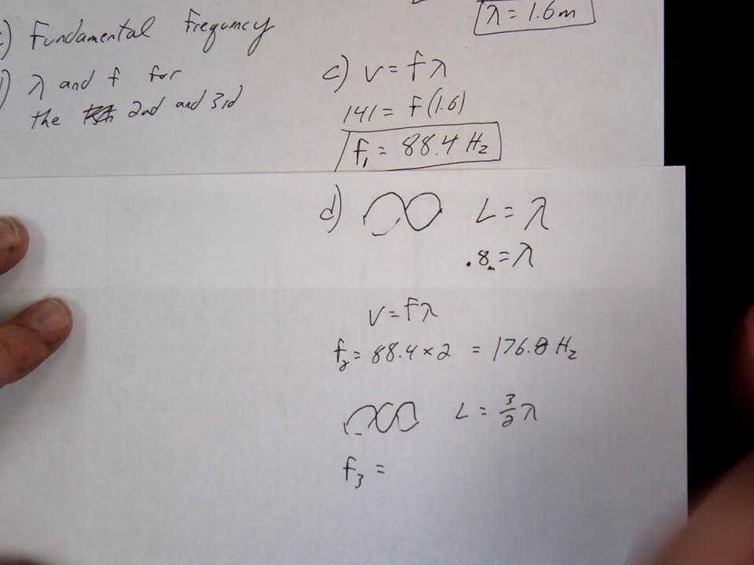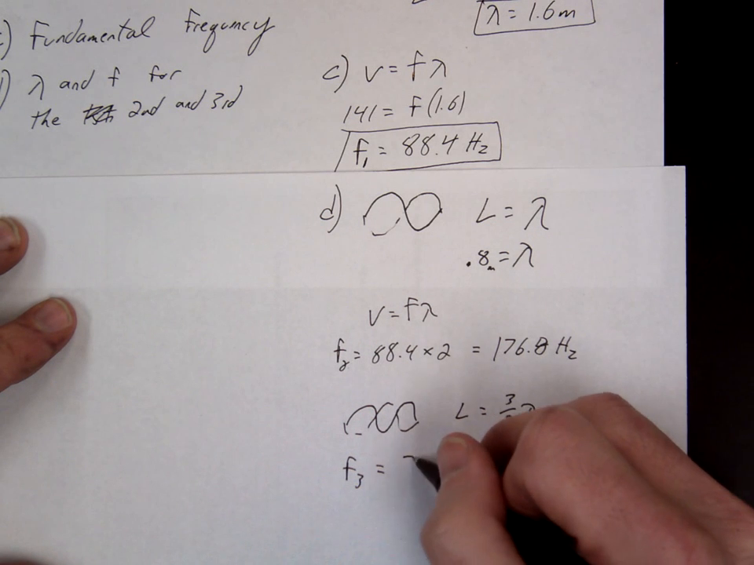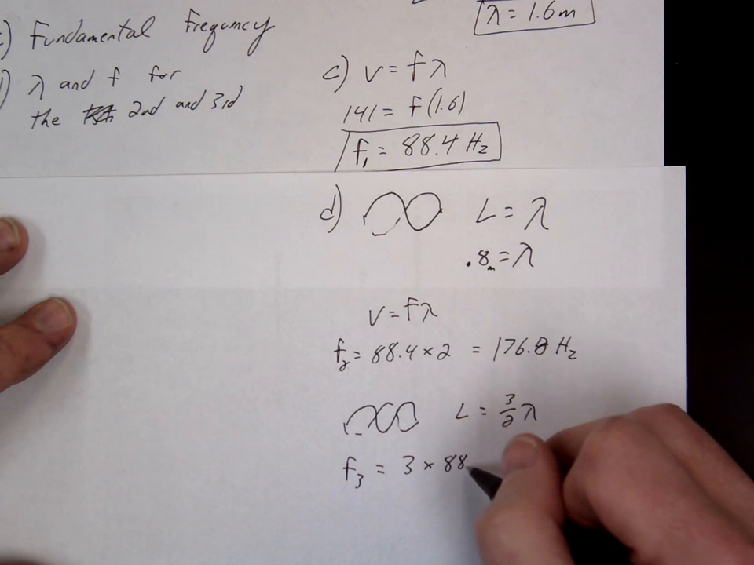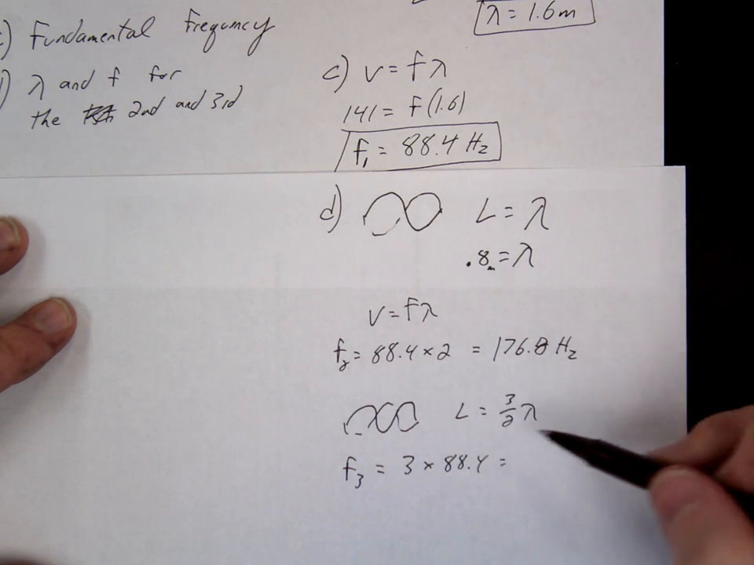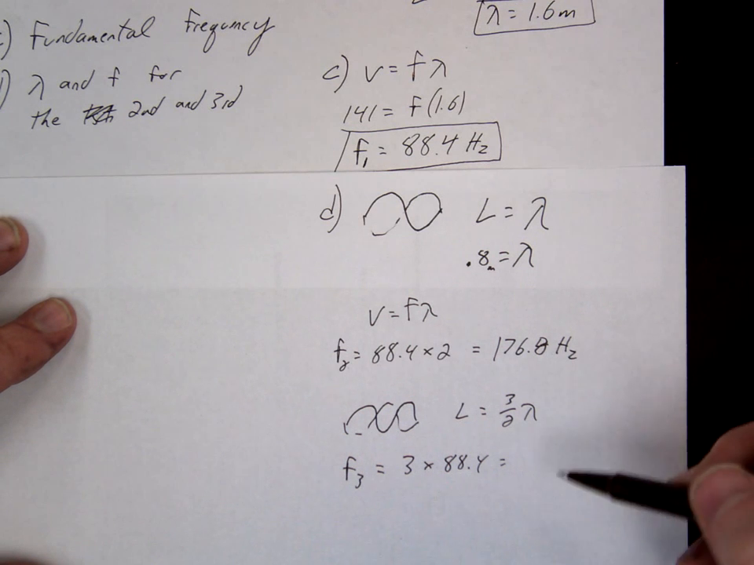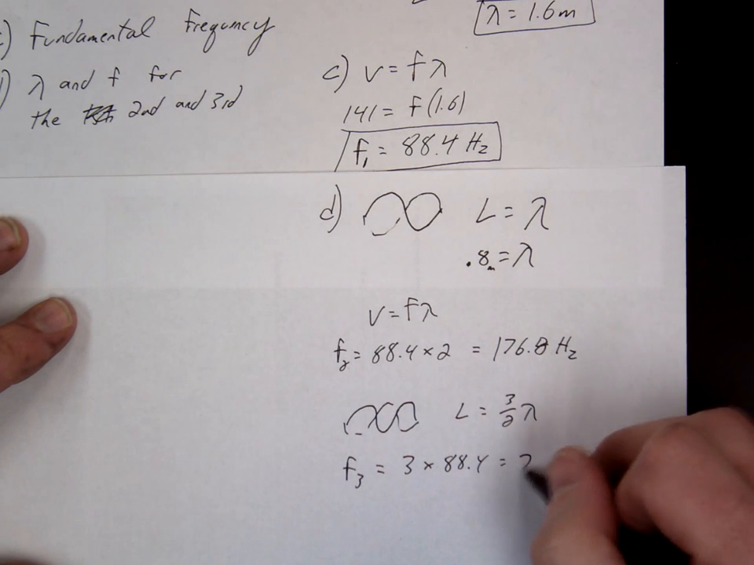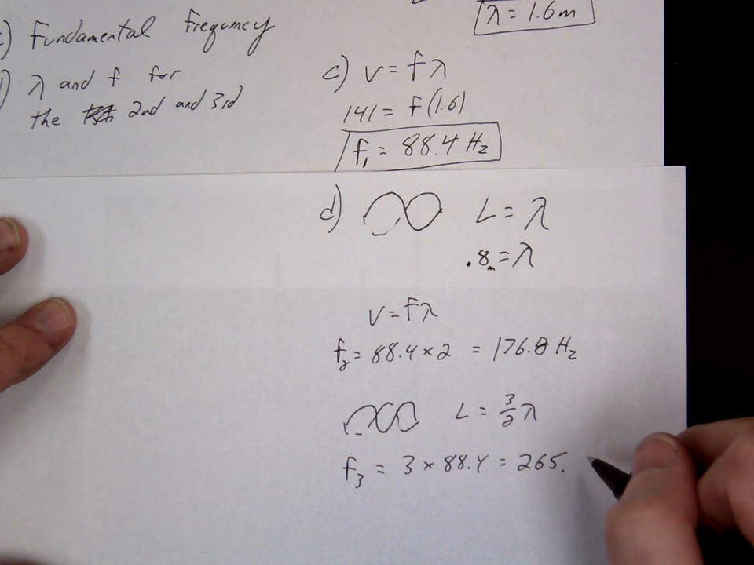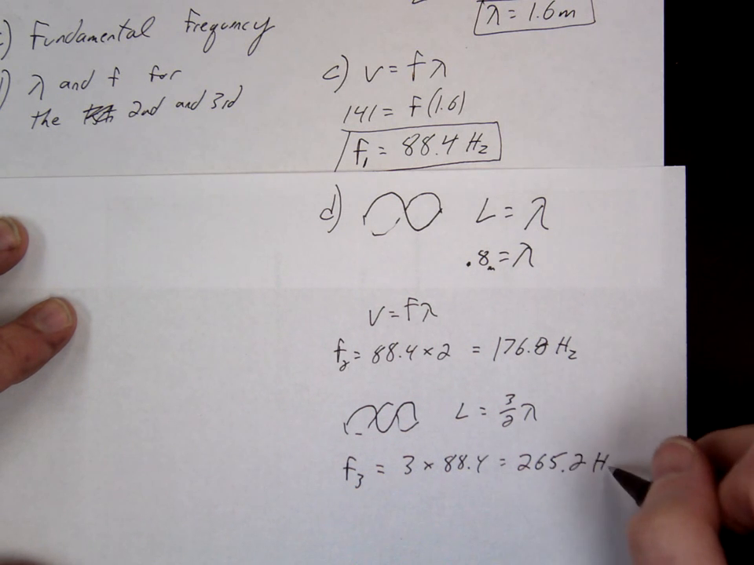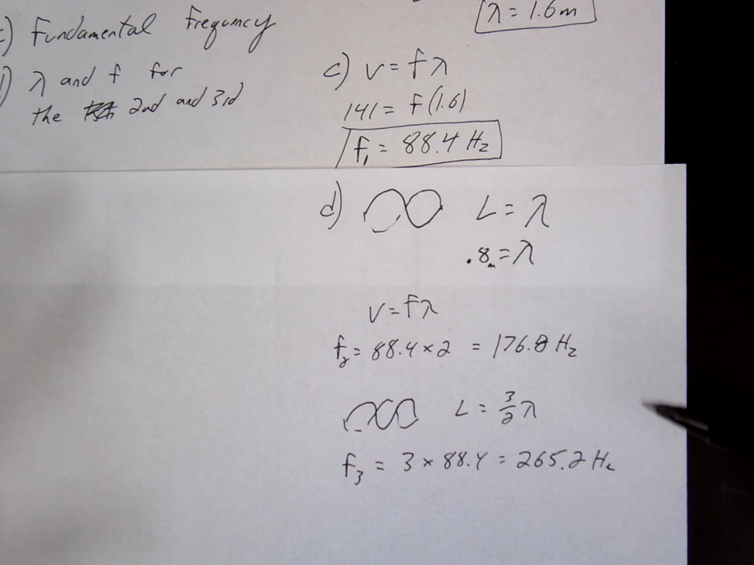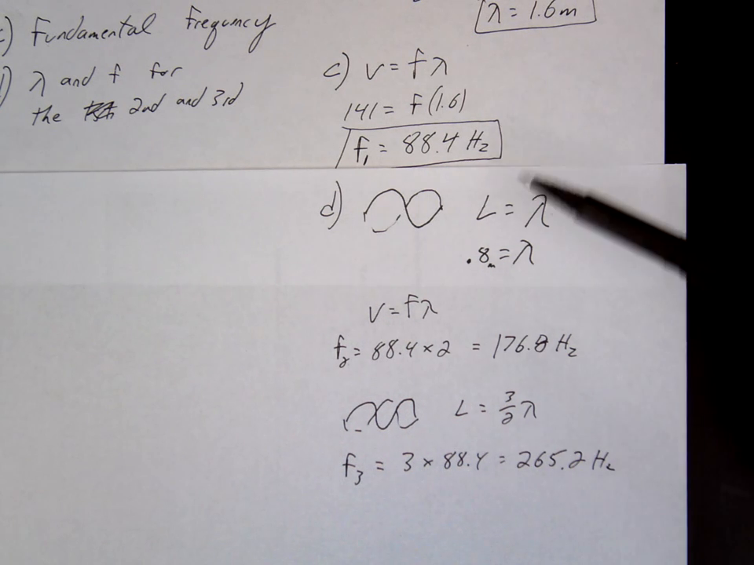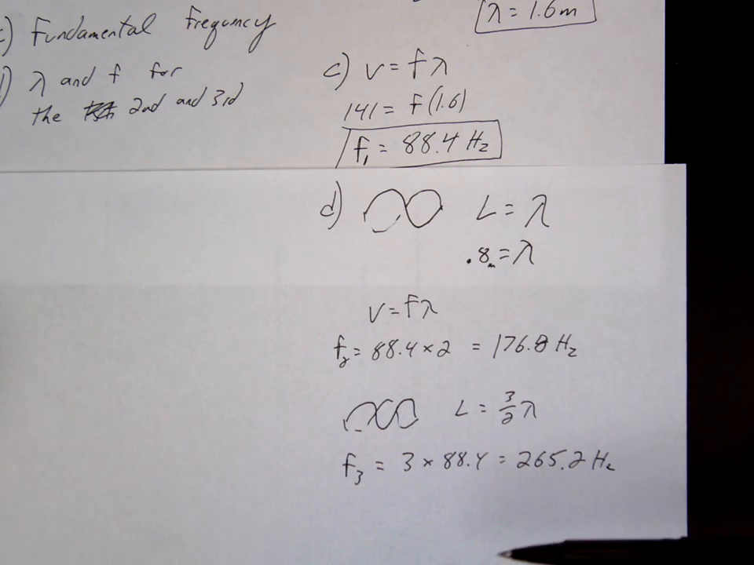Okay, and if you plug it into the other equations, you should get the same thing. This would be 88.4 times 3. I can't do this one quick enough. What's the answer? 0.2, point something like that. Okay, so notice it doubles and then triples as we start to move up.